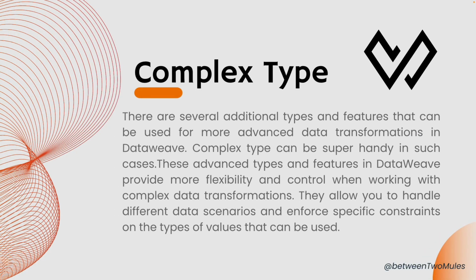Complex type. There are several additional types and features that can be used for more advanced data transformations in DataWeave. Complex types can be super handy in such cases. These advanced types and features in DataWeave provide more flexibility and control when working with complex data transformations. They allow you to handle different data scenarios and enforce specific constraints on the types of values that can be used. So let's see the list of complex types.